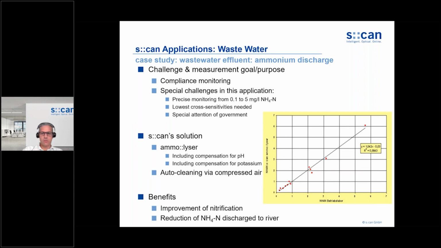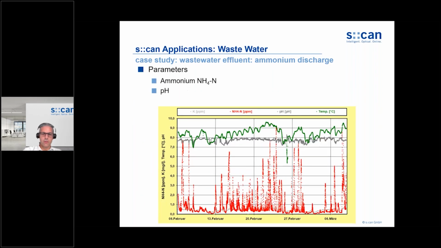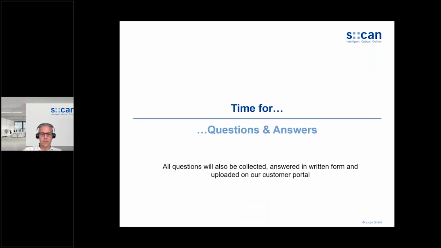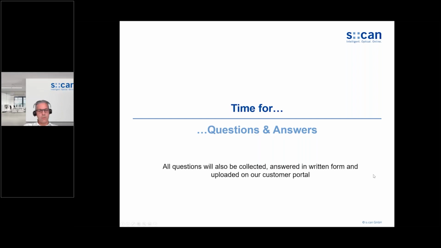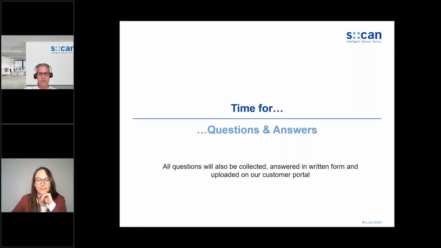Benefits for the customer were that the nitrification was improved and the ammonia discharge to the river was reduced significantly. Here you can see results over weeks or even months monitored at this station. The ammonia is monitored in red, and you can see often the ammonia level is below one, but sometimes there are events of 5, 7, up to 10 milligrams. The products we used here were the amylizer, the Eskin carrier for submersed installation, and the terminal con lyte for operations.